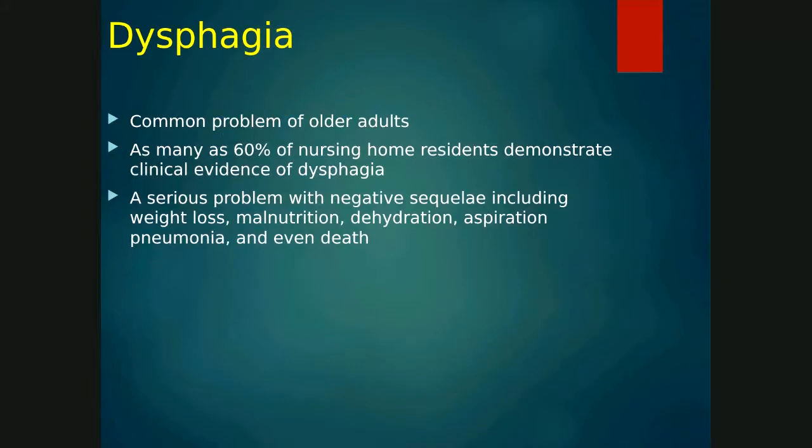Dysphagia is another common problem of the older adult that can affect their nutrition. As many as 60% of nursing home residents demonstrate clinical evidence of dysphagia. It is a serious problem with negative sequelae, including weight loss, malnutrition, dehydration, aspiration pneumonia, and even death.